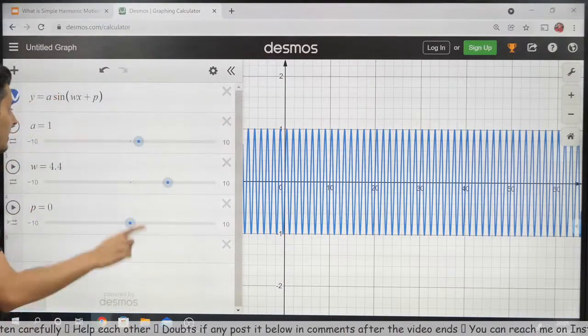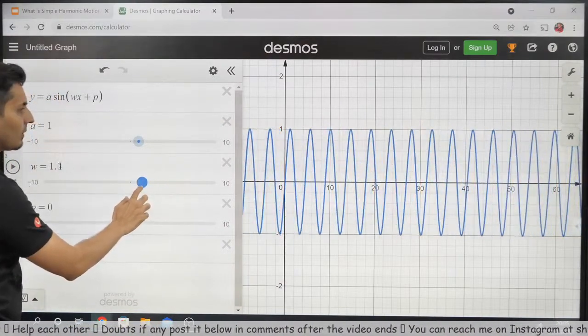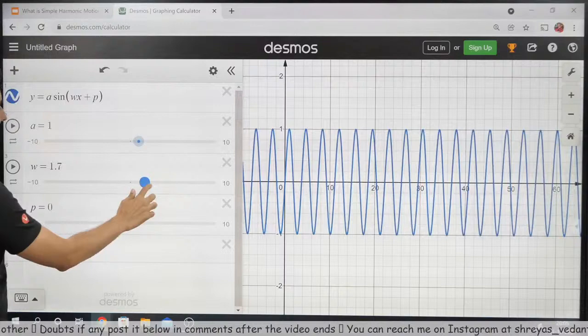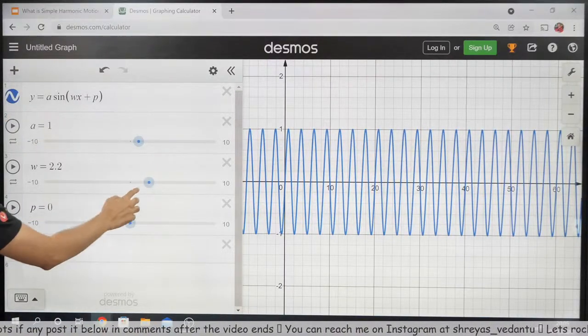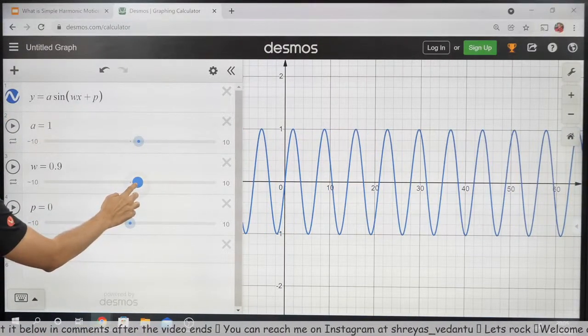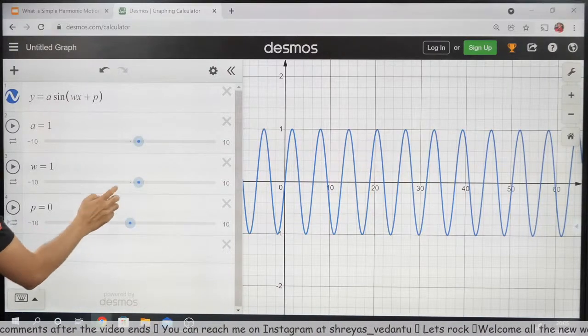That's why we are calling it frequency, not wavelength. So beautiful. So omega changes the frequency. Last thing, let's get this back to 1.